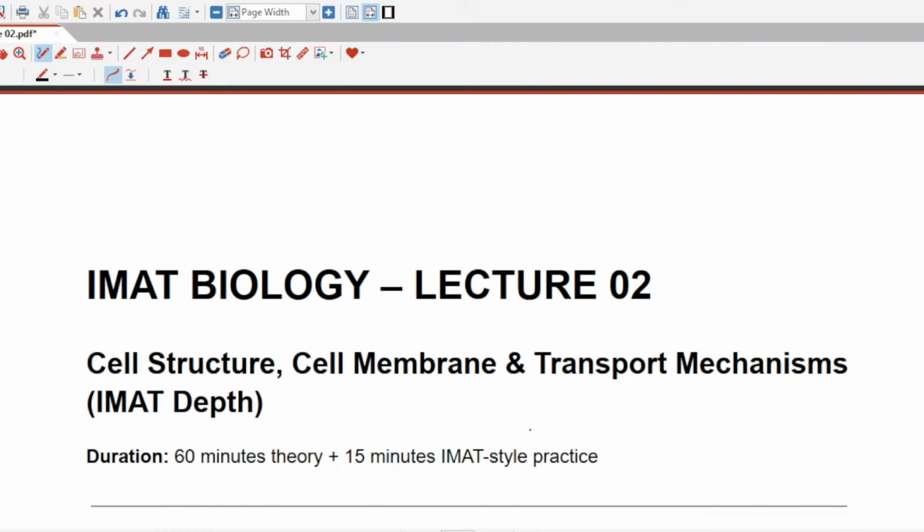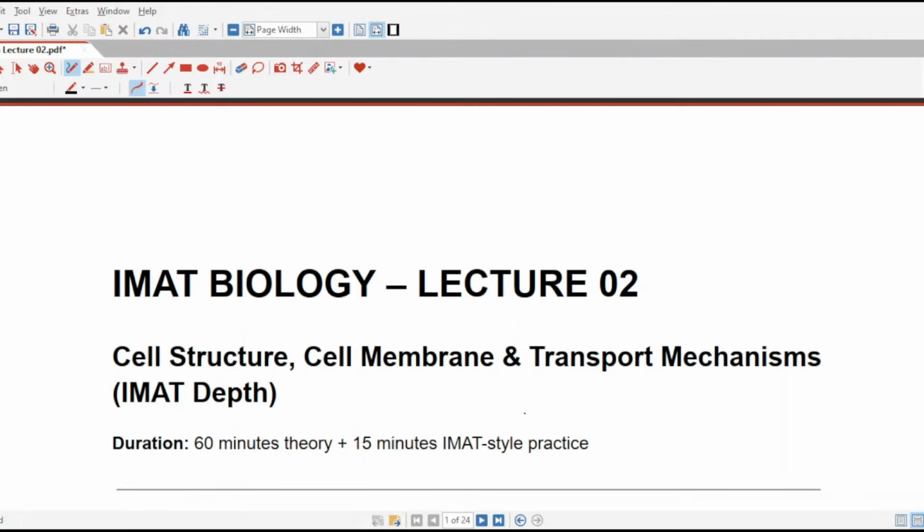Before touching the content, I want you to understand how IMAT asks questions from this chapter. IMAT almost never will ask definitions. Instead, it will test three things. It will test comparison between structures. It will also ask what will happen if a structure is missing. And also, there will be some elimination type questions using correct biological fact. Keep this mindset while we go forward.